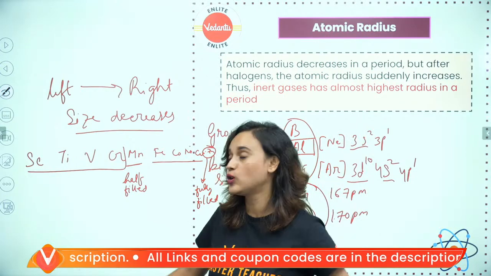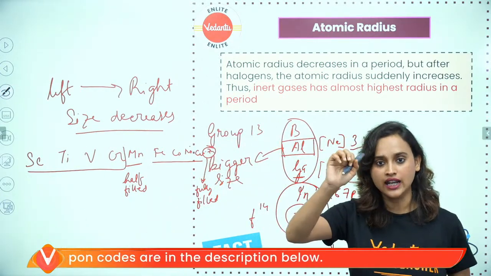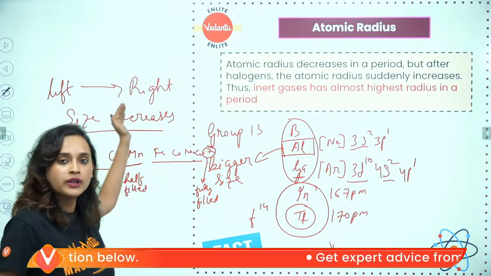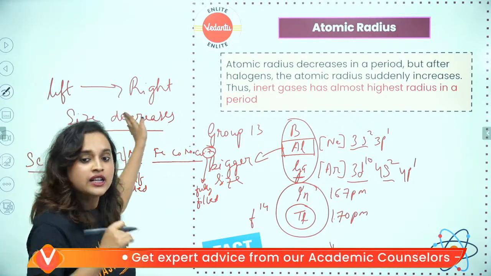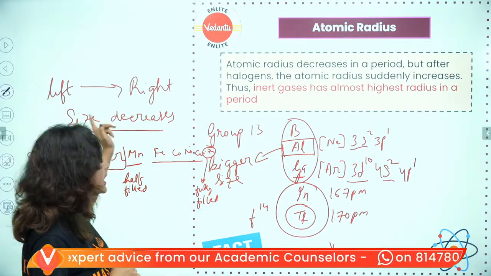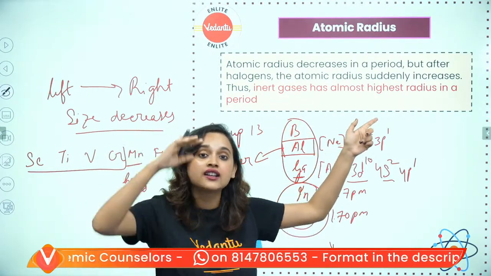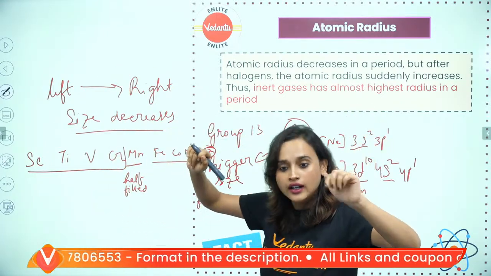Okay, so everybody, what are the three things that we have understood from here? From only one single slide, we have understood three exceptions, right? First of all, the atomic radius general trend is that left to right size decreases. But what do we see? We suddenly see that in case of noble gases it increases.